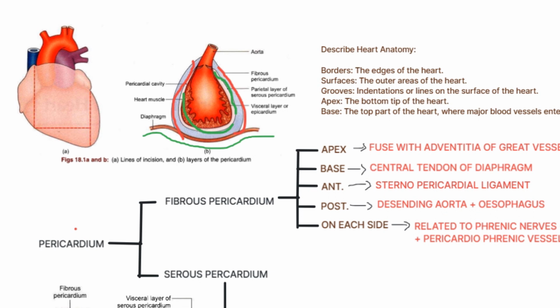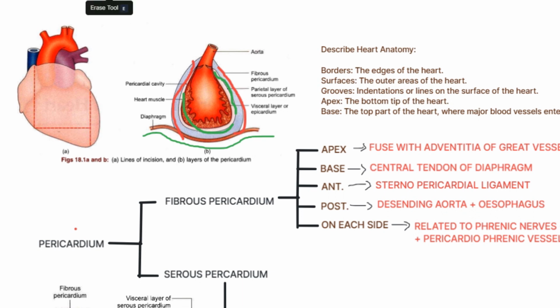It is a fibroserous sac which encloses the heart and roots of the great vessels. It is situated in the middle of the mediastinum. Mediastinum is your cavity behind your sternum which will enclose your pericardium and heart, right? It consists of your fibrous pericardium and serous pericardium.